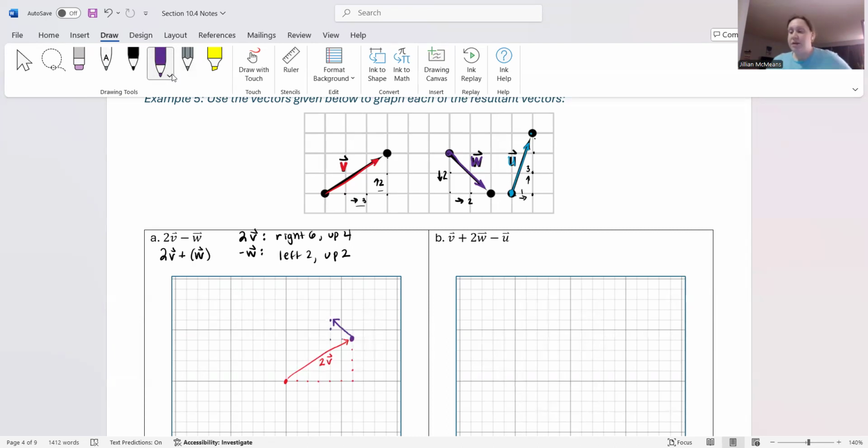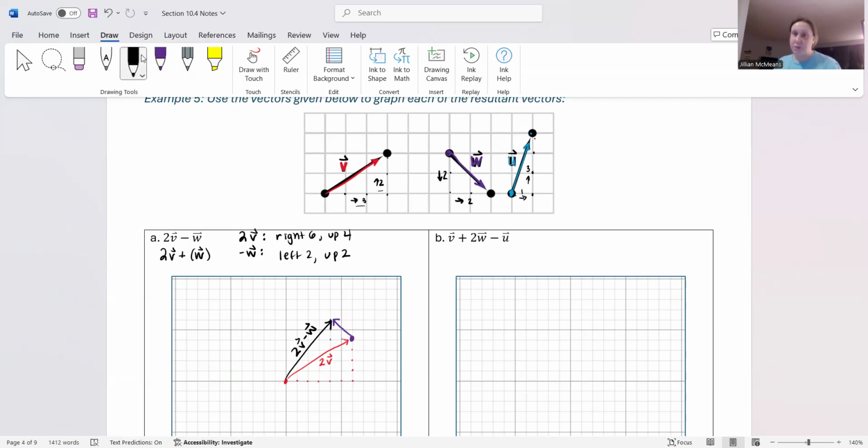And then the resultant I'll do in black. So the resultant goes from the initial point of your first vector, so the initial point of V, to the terminal point of your second vector, which would be W. So this right here is the resultant, and this is 2V minus W. Okay, and there you have it. It's that simple.